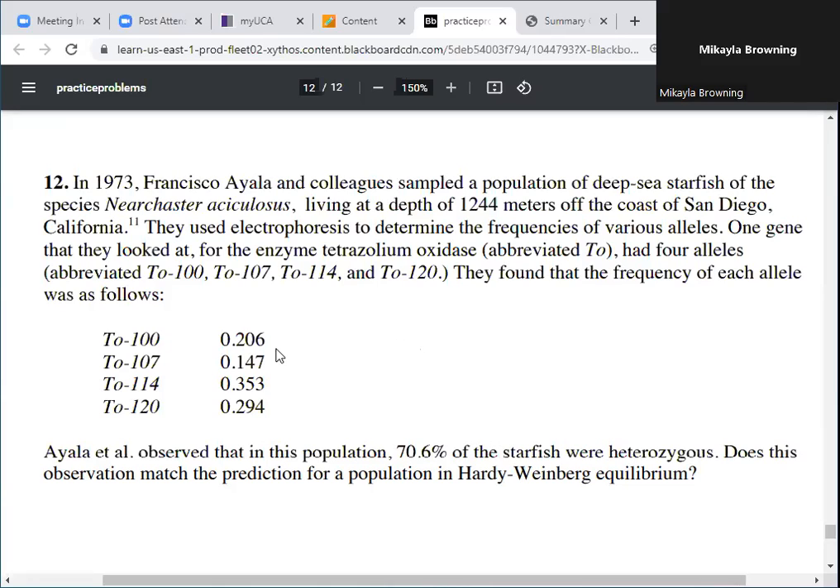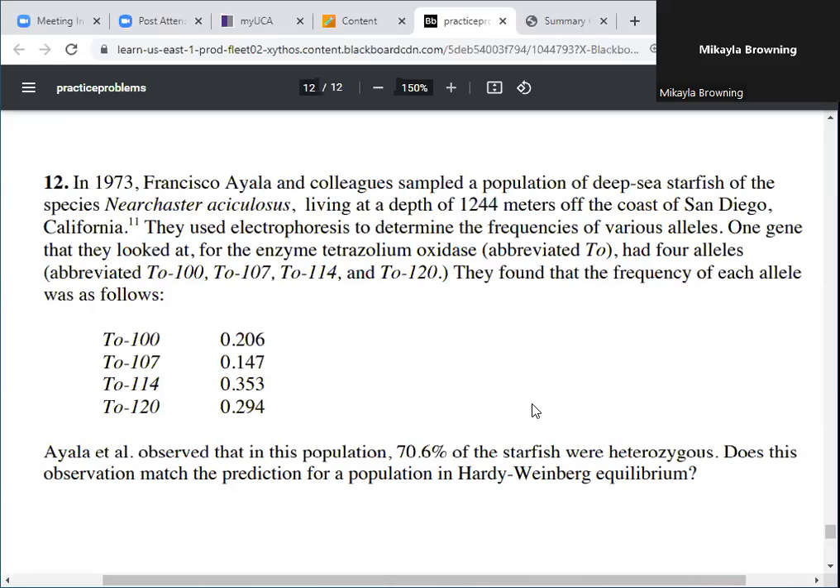Okay, so if a starfish is homozygous for this first allele, TO 100, when you electrophorese it, it will have one band, let's say it's 100 millimeters away from the start. One that's heterozygous for 100 and 107 will have 2 bands at 100 and 107 millimeters from the start, and so on. So this actually allows you to detect genotypes directly instead of having to guess at them. And the data that they published is this set of allele frequencies.